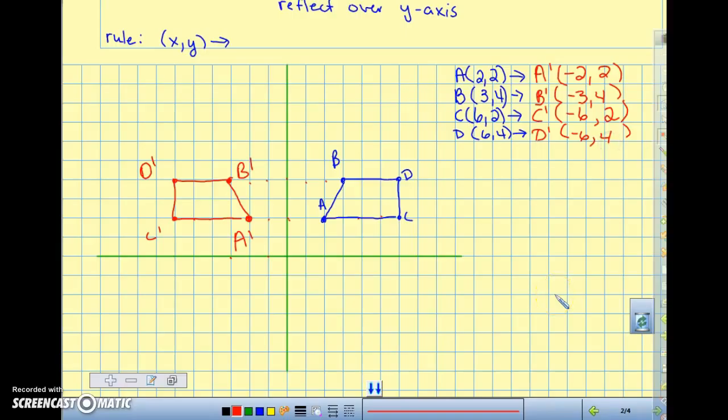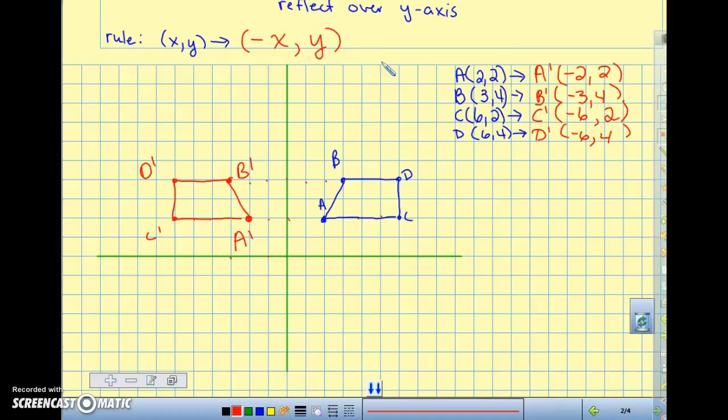So when you look at the ordered pairs, what happens? What's the pattern? Yeah, the x changes. So we're going to take every point and take the opposite of the x, comma, y. So that's the rule for reflection over the y-axis.